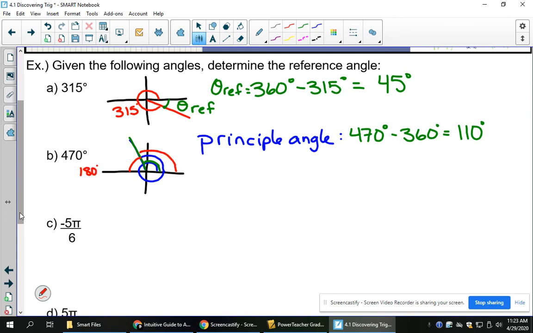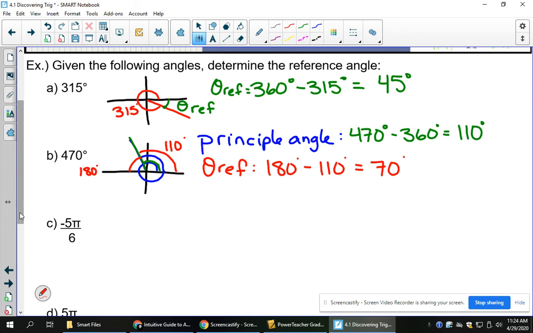This portion we just figured out to be 110. So if I go 180 minus 110, I'll get my reference angle. My reference angle for 470 degrees is 70 degrees. First of all, minusing the extra circle to put me back at a principal angle, and then looking at the Cartesian plane and seeing what kind of subtraction I need to do to get my reference angle to the nearest x-axis.